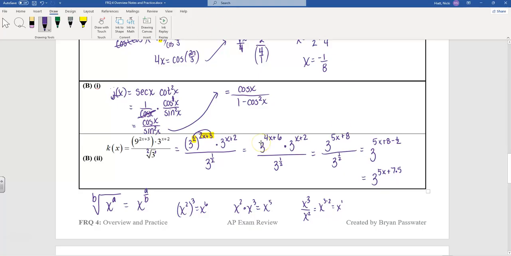And the question was asking us to have this in the form of 3 to the ax plus b. And we have that in that form, right? Our a is 5, our b is 7.5. So this is our answer here.